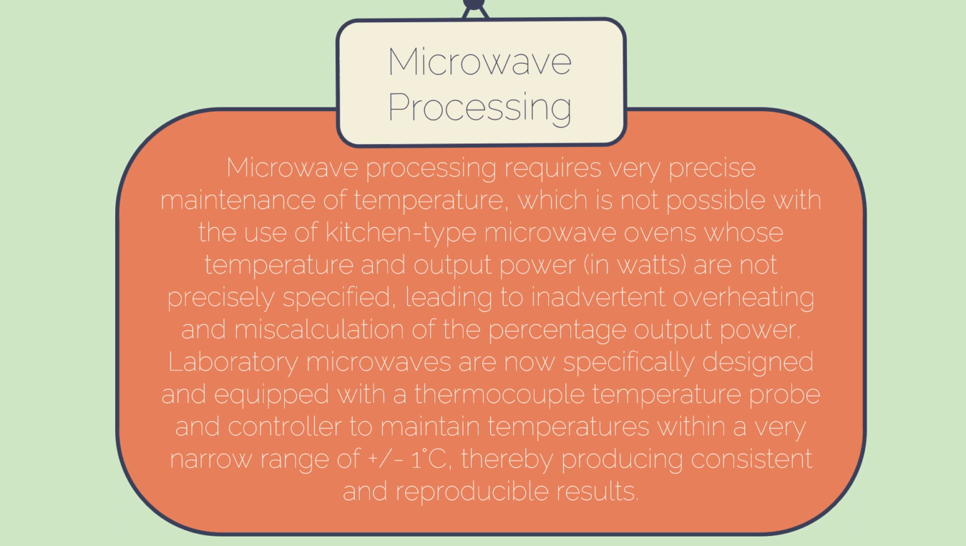So microwave processing requires very precise maintenance of temperature, which is not possible with the use of kitchen-type microwave ovens, whose temperature and output power are not precisely specified, leading to inadvertent overheating and miscalculation of the percentage output power. So laboratory microwaves are now specifically designed and equipped with a thermocouple temperature controller to maintain temperatures within a very narrow range of plus or minus 1 degree Celsius, thereby producing consistent and reproducible results.